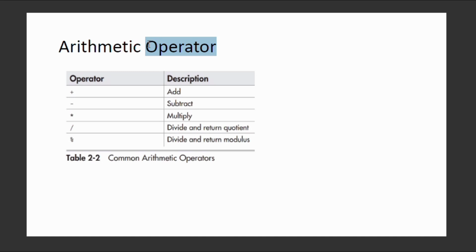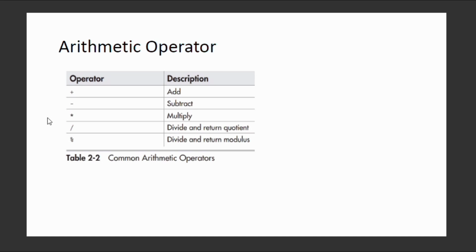First, I'll explain what an operator is. Operators in PHP are used to perform operations on variables and values. PHP supports various types of operators, which are categorized as arithmetic operators, assignment operators, relational operators, and so on. Now, the first one is the arithmetic operator.